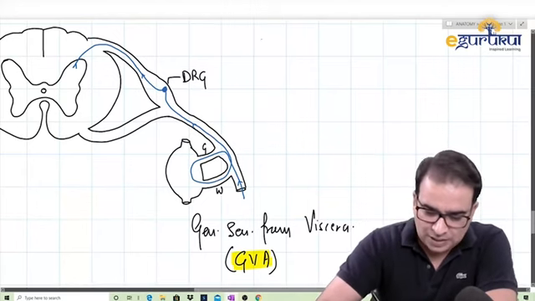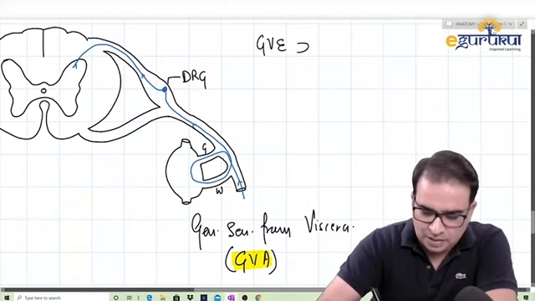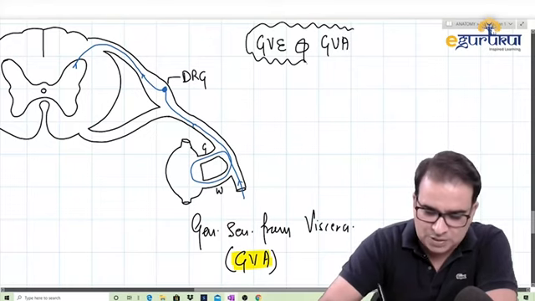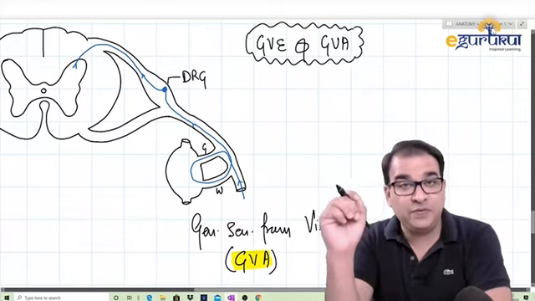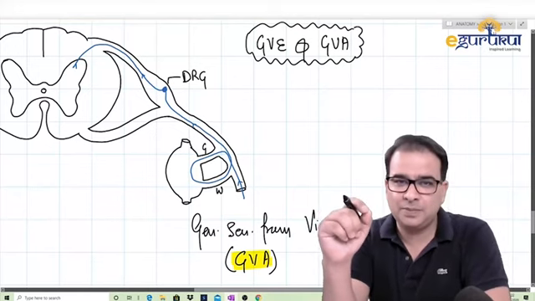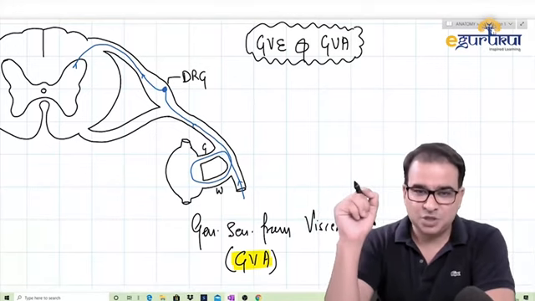So till now what we saw is that GVE and GVA are the two types of fibers that you expect to see in the sympathetic chain.